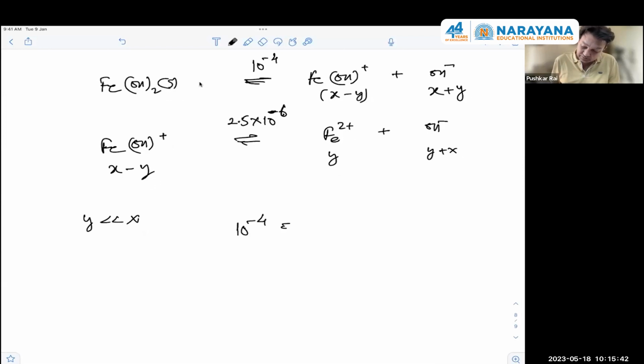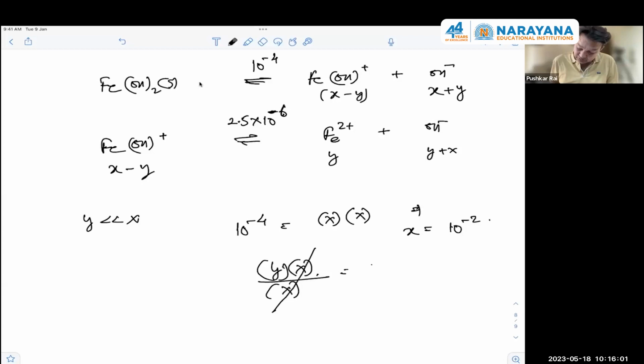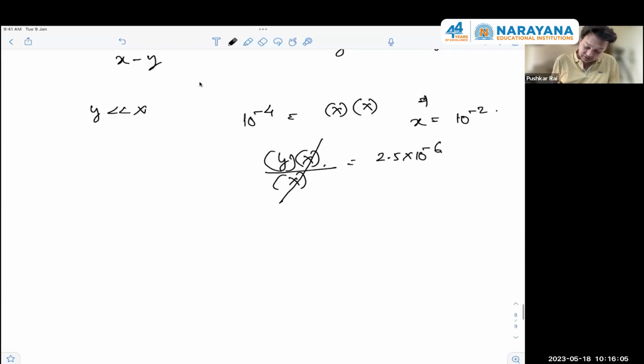10 to the power minus 4 is equal to X into X. So X is equal to 10 to the power minus 2. So if X is 10 to the power minus 2, then Y is equal to what? Y into X divided by X is equal to 2.5 into 10 to the power minus 6. Our assumptions are simplified.